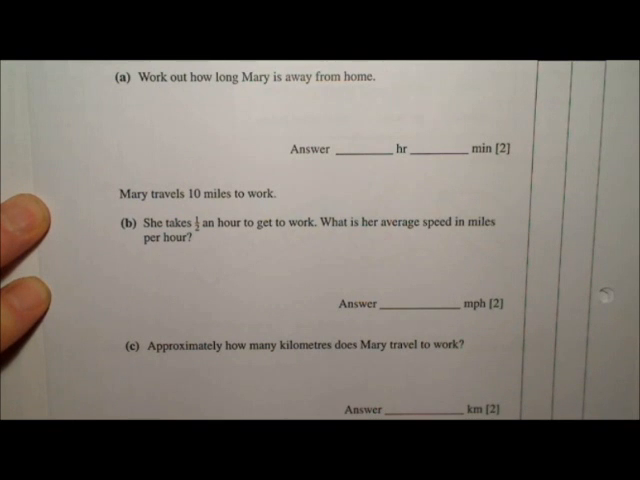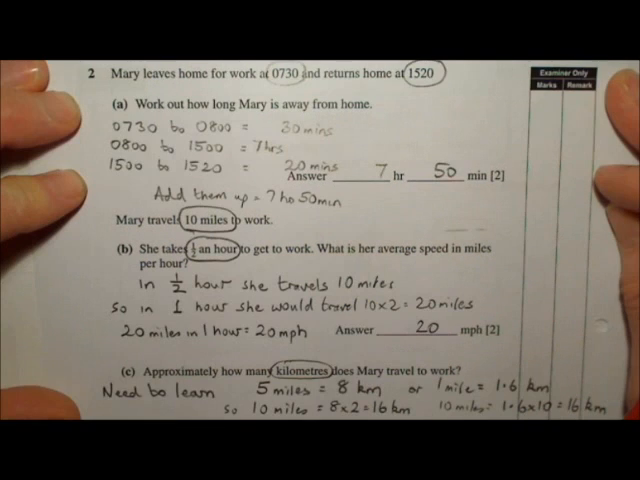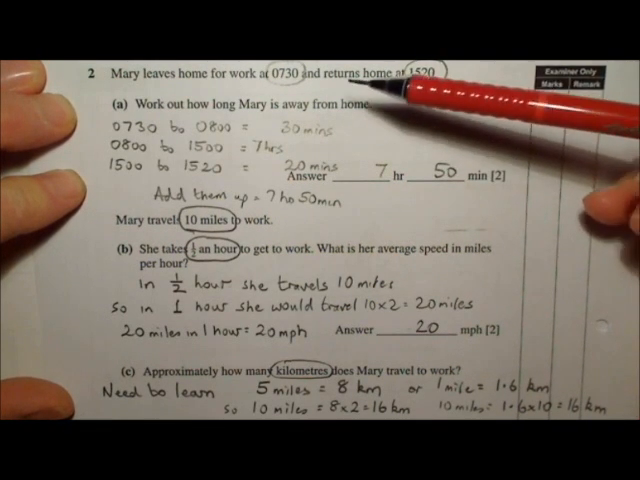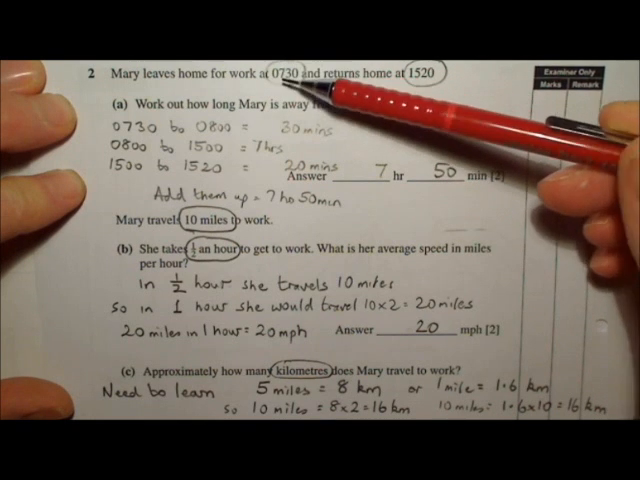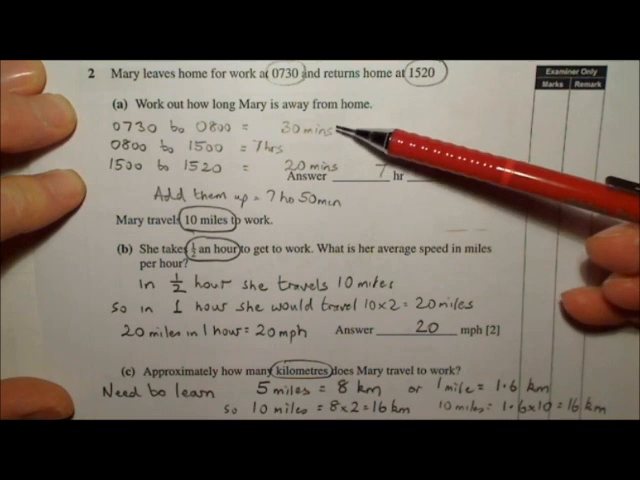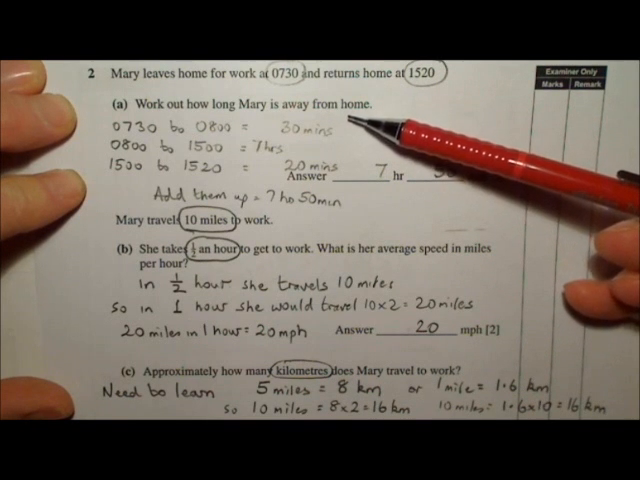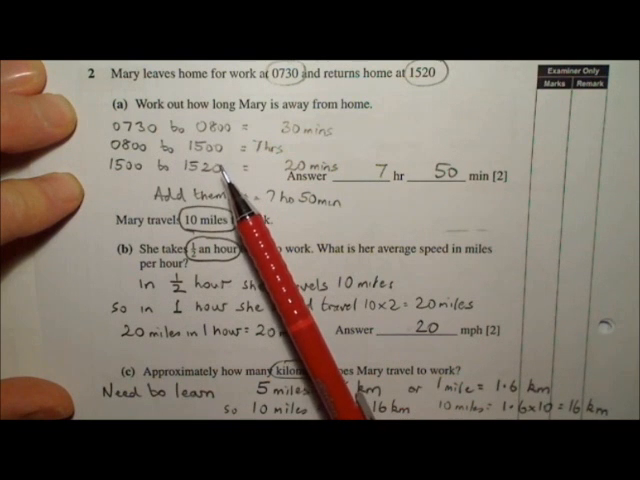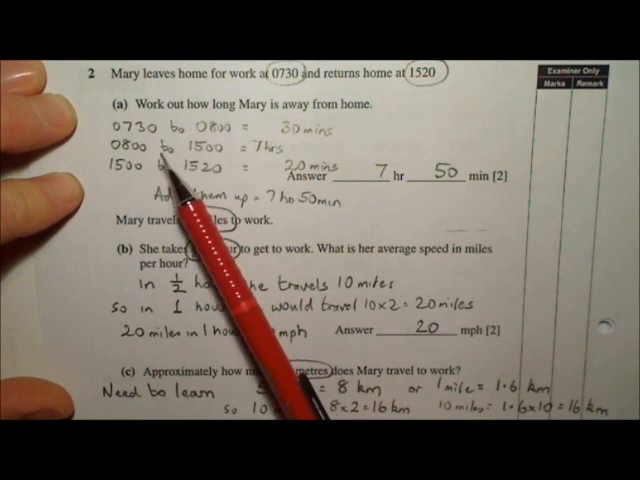Okay, so have a look at question 2. We'll go through it in a few seconds. Okay, for question 2, the question's saying, Mary leaves home for work at 07:30, returns home at 15:20. How long is Mary away from home? Probably the best way to do this one is to break it down into different little blocks of time.